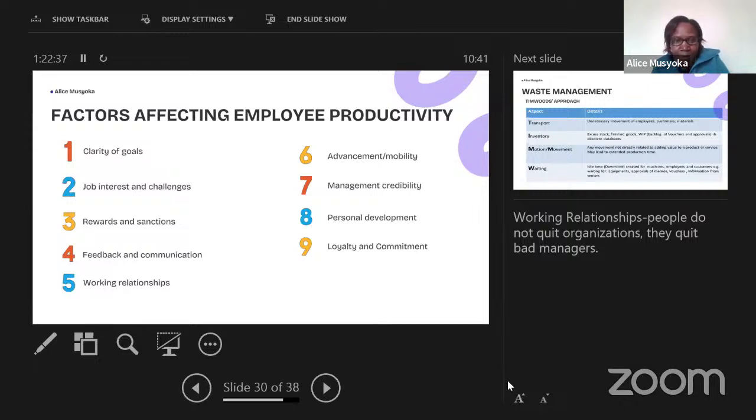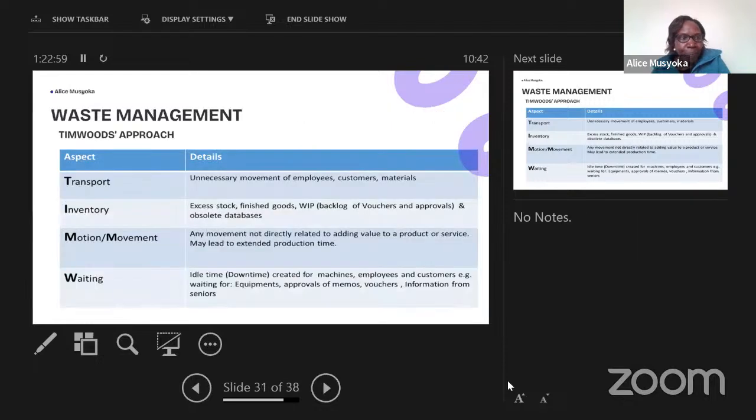So those are some of the factors. Indeed, the factors can be many, but those are the key ones that may affect employee productivity. And because we said both productivity and performance, the end goal is results. So the same factors will also affect employee performance, not only productivity.